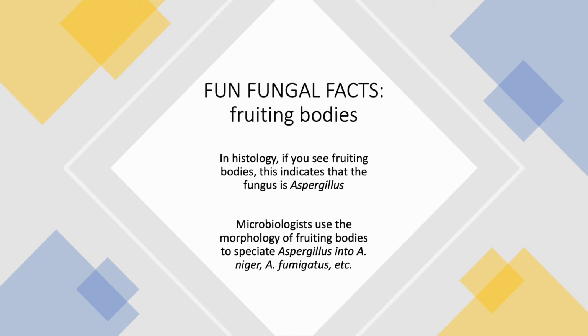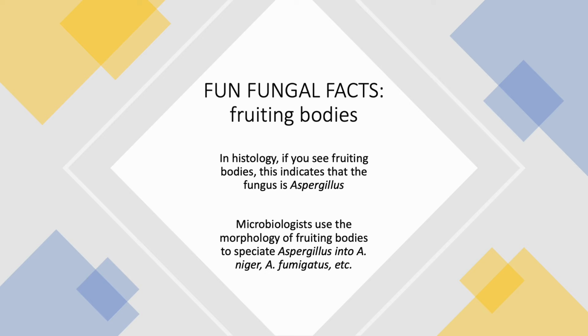So just having this kind of septate hyphae and acute angle branching is not pathognomonic of aspergillus. But when you do have fruiting bodies, it gets very, very close to being pathognomonic of aspergillus. That's why it's important to recognize these fruiting bodies if you ever see them.